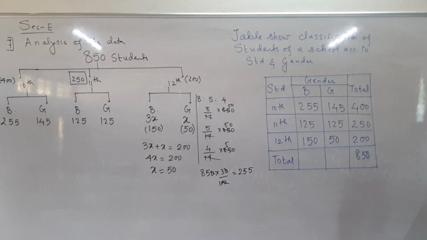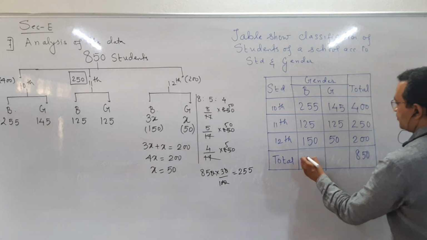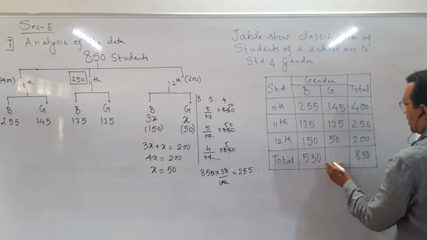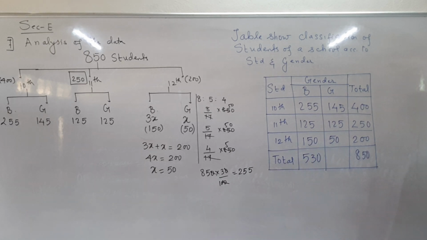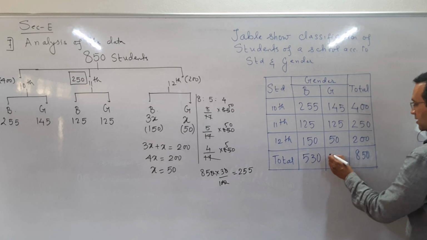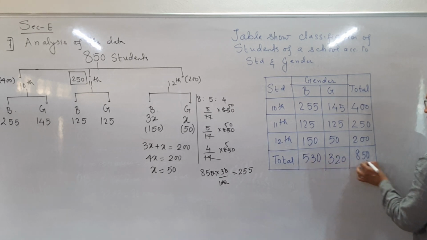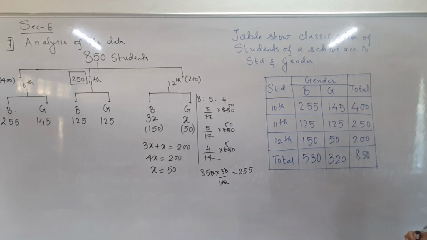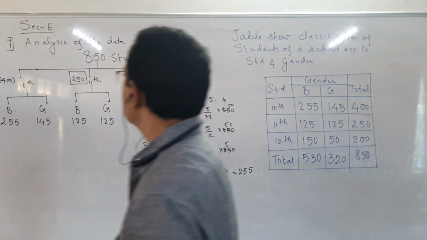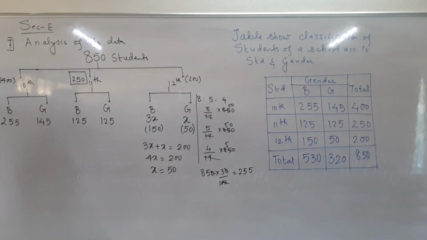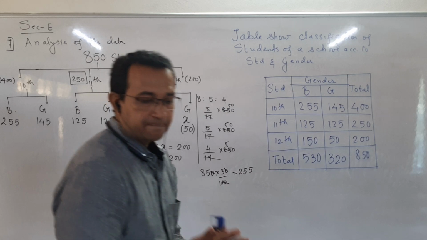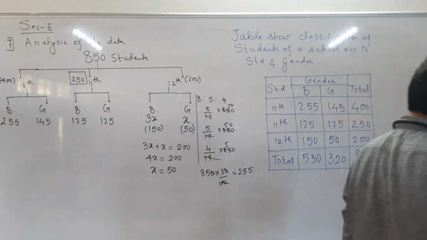How many boys we had? 530. And how many girls we had? Then 320. And these horizontal and vertical totals are matching, students. So analysis of the data, again I am reiterating, is a major part of the sum.